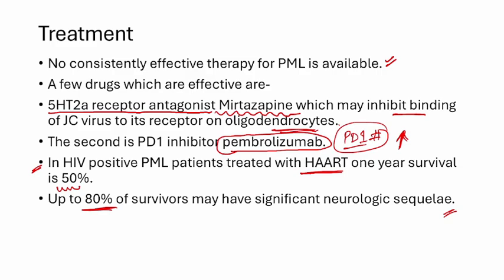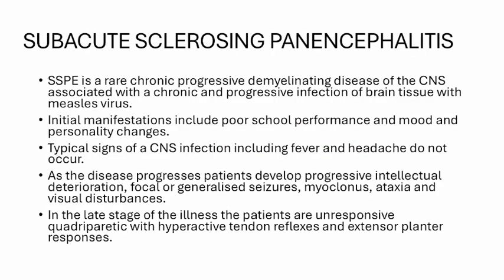Now we will continue with the second chronic encephalitis, and that is subacute sclerosing panencephalitis. See, SSPE is a rare chronic progressive demyelinating disease of the CNS. It is again a demyelinating disease, right?